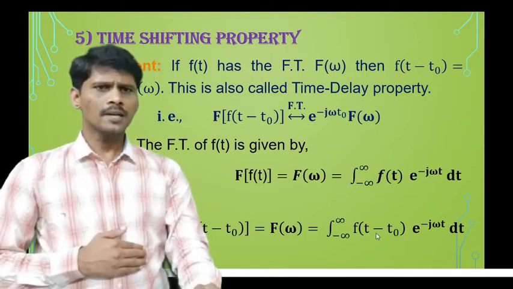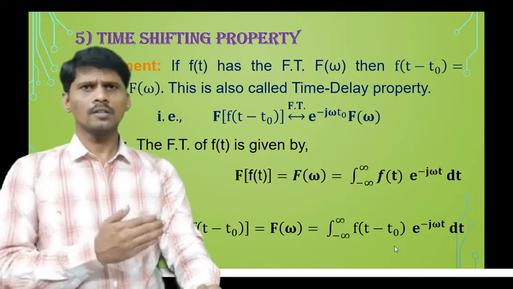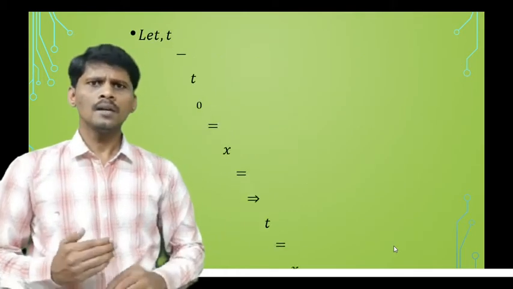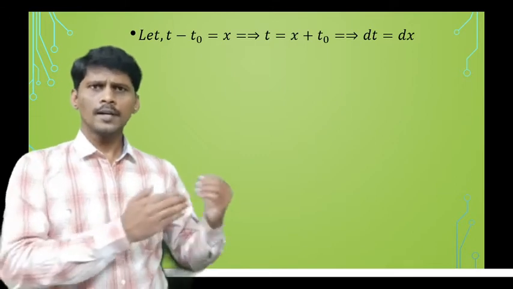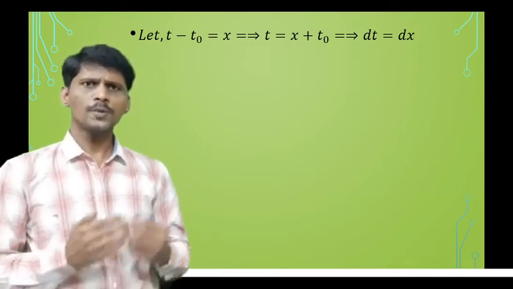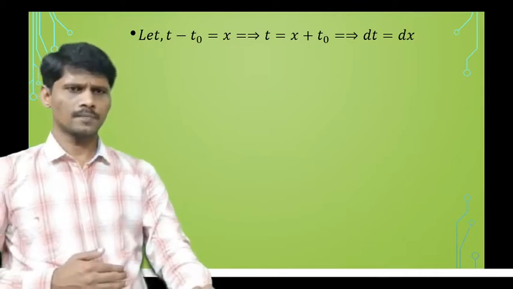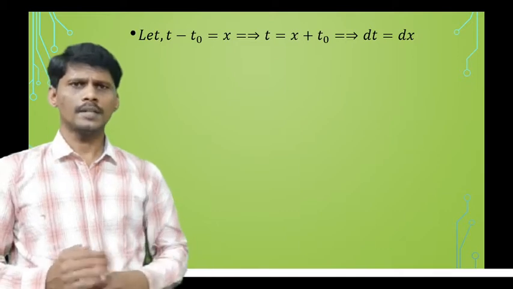Let t minus t naught be considered as another variable. Let t minus t naught be equal to x. Then t is equal to x plus t naught. Differentiating, dt is equal to dx.